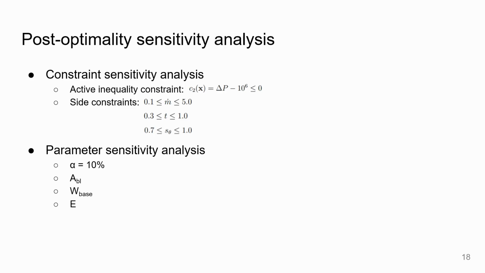For the parameter sensitivity analysis, we applied a 10% perturbation to evaluate 3 specific parameters: blanket area, base coil weight, and elastic modulus. These were selected to represent the geometric scale, structural load, and material properties of our system, respectively.